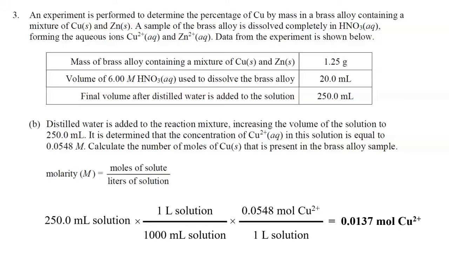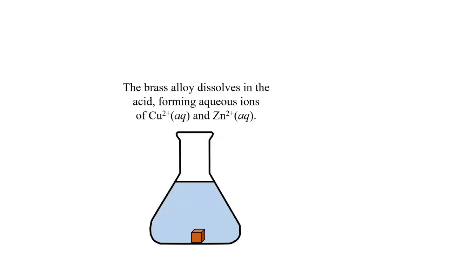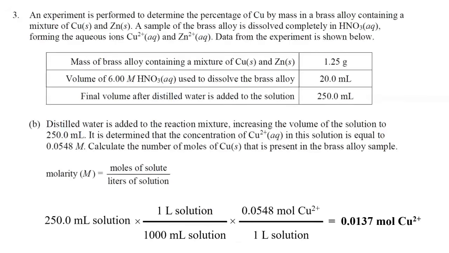Now, if you look closely, it says calculate the number of moles of copper solid. And so you might wonder, is there a difference between the copper ions and solid copper? Well, the brass alloy does contain a mixture of solid copper and solid zinc. But once that is added to the solution of nitric acid, it dissolves, forming the aqueous ions, copper and zinc. So the number of moles of copper solid is equal to the number of moles of copper ions. So the correct answer to part B is 0.0137, and again, that would be moles of solid copper that is present in the brass alloy sample.